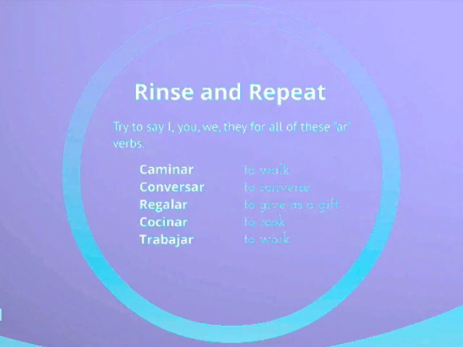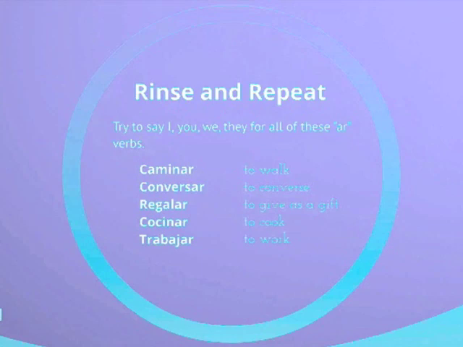That worked pretty good. Let's look at conversar. What do you take off? That's right, take off the AR and you're left with convers, which is the root of the verb. Now we add our template, o, a, amos, an. Let's go.